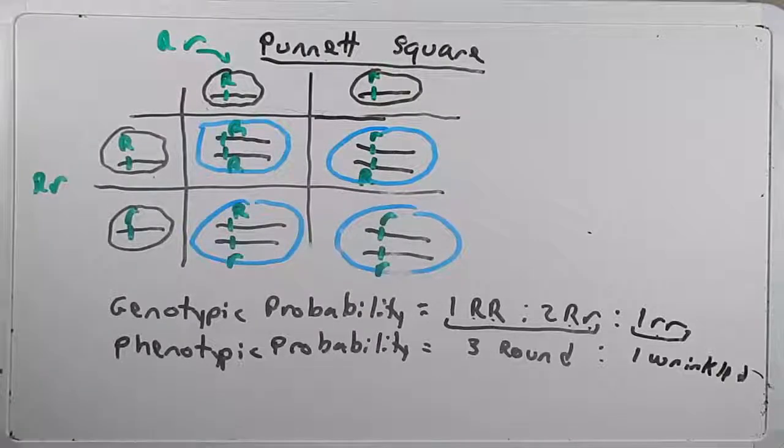So for instance, on an exam, I might give you a cross and ask you to tell me what the phenotypic probability is, or I might ask you to tell me the genotypic probability.